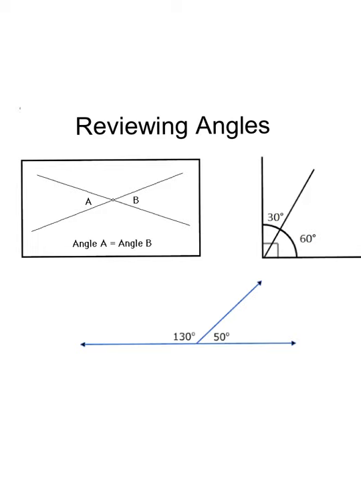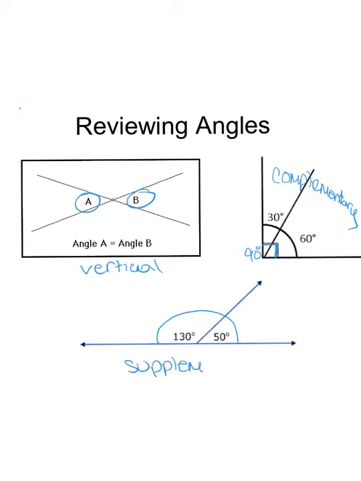Quick review here, I have angle A and angle B. They're equal because they are vertical angles. Those are vertical. For the second picture with the 30 and the 60, because there's a little box here, that means that they have to add up to 90 degrees, and these are called complementary. And if we look at these two, because they make a straight line, these are called supplementary angles. Sometimes they're also called a linear pair, because it's a pair of angles that make a line.